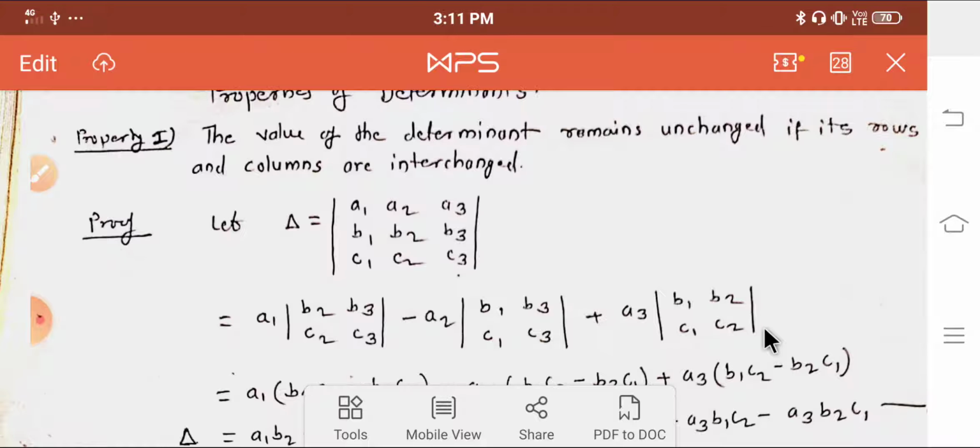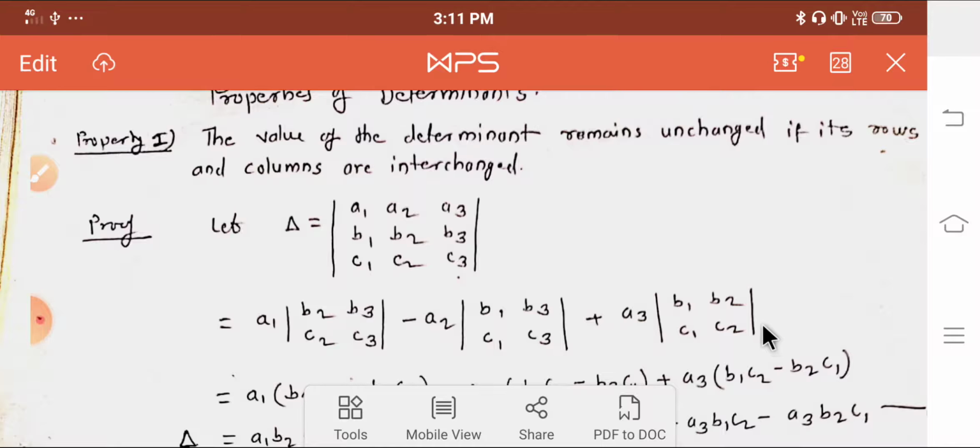So now we study the properties of determinants. Using these properties we solve the examples. So the first property is: the value of the determinant remains unchanged if its rows and columns are interchanged.